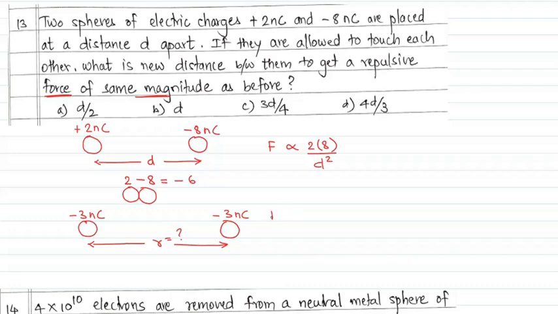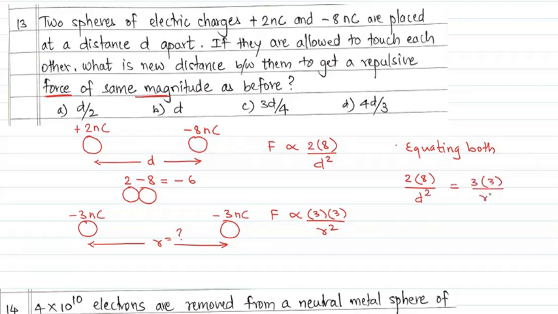So as force is same, again here I will keep F. He has told magnitude, so sign neglect it. 3 into 3. Distance I have taken it as r square. Now if I take ratio, in both cases force is same, so equating both expressions. So 2 into 8 divided by d square is equal to 3 into 3 divided by r square.